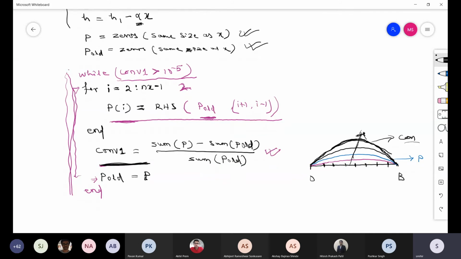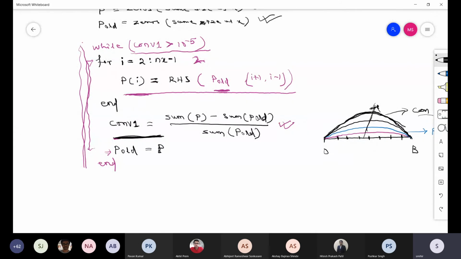Okay. Once you come out of the loop, that means your P, I'm not writing here, I'm writing here. Once you come out of the loop, this P and your P old will be almost equal because of this convergence.